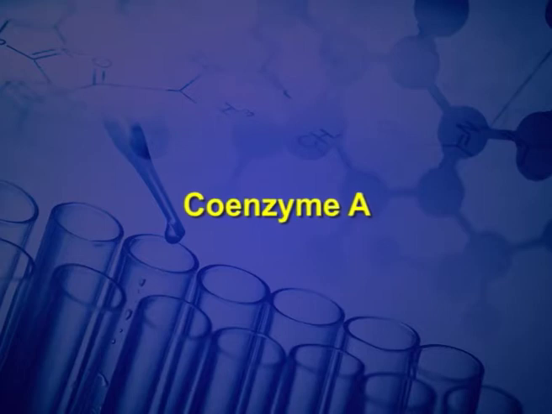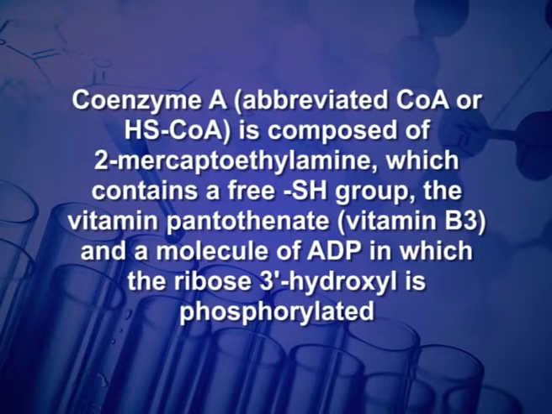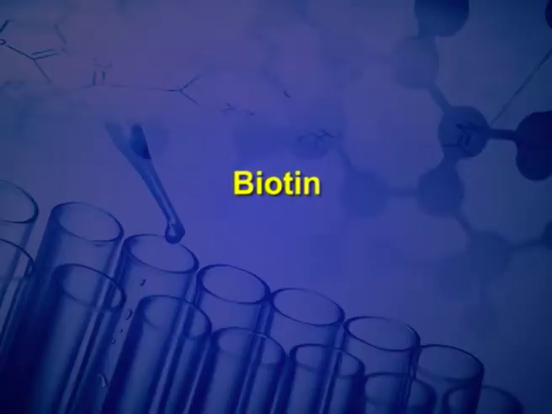Let's take another example, that is coenzyme A. Coenzyme A is an important coenzyme that is used to carry acyl groups in numerous reactions of carbohydrate and lipid metabolism. Coenzyme A, abbreviated HS-CoA, is composed of 2-mercaptoethylamine, which contains a free SH group, the vitamin pantothenate, that is vitamin B5, and the molecule ADP, in which the ribose 3-hydroxyl is phosphorylated. Acyl groups are carried in thioester linkage by the SH group of 2-mercaptoethylamine, and these compounds are referred to as acyl CoAs.